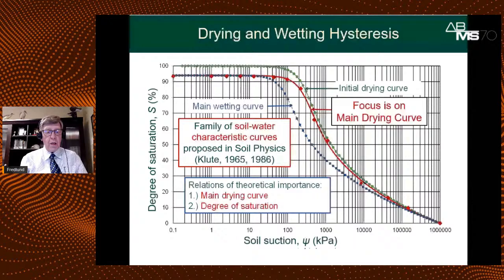Clute, in 1965, from the soil physics discipline, provided a summary of the complex nature of the soil water characteristic curves. The soil water characteristic curves were plotted as the amount of water versus soil suction. He suggested that the soil water characteristic curve actually consisted of a family of curves: first of all, an initial drying curve; secondly, a main drying curve; and thirdly, a main wetting curve.